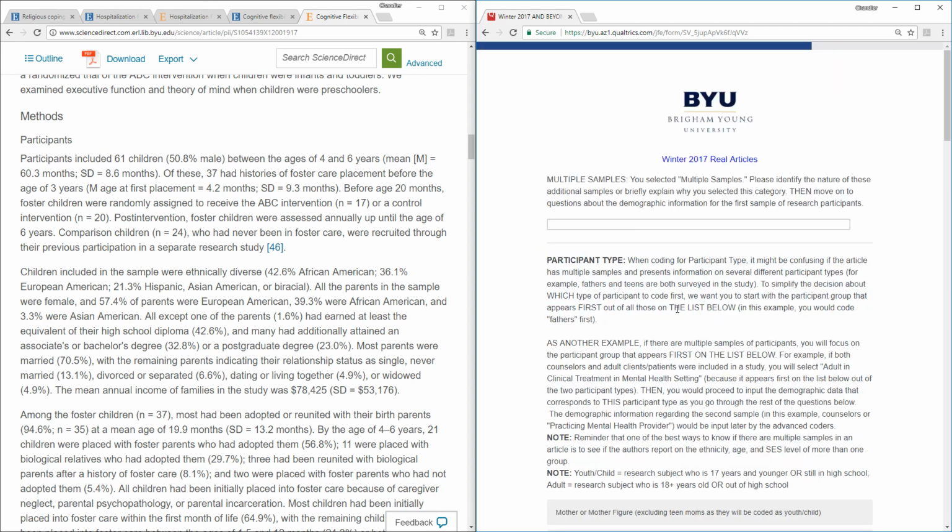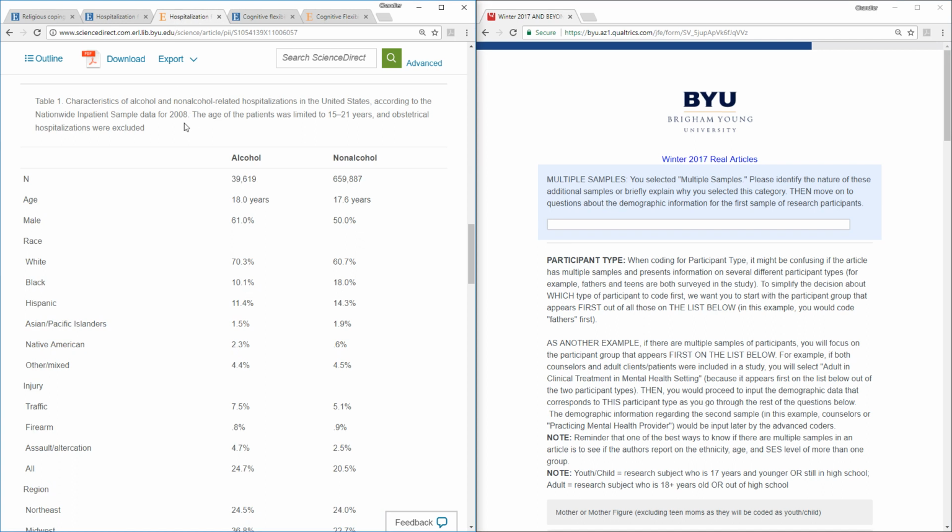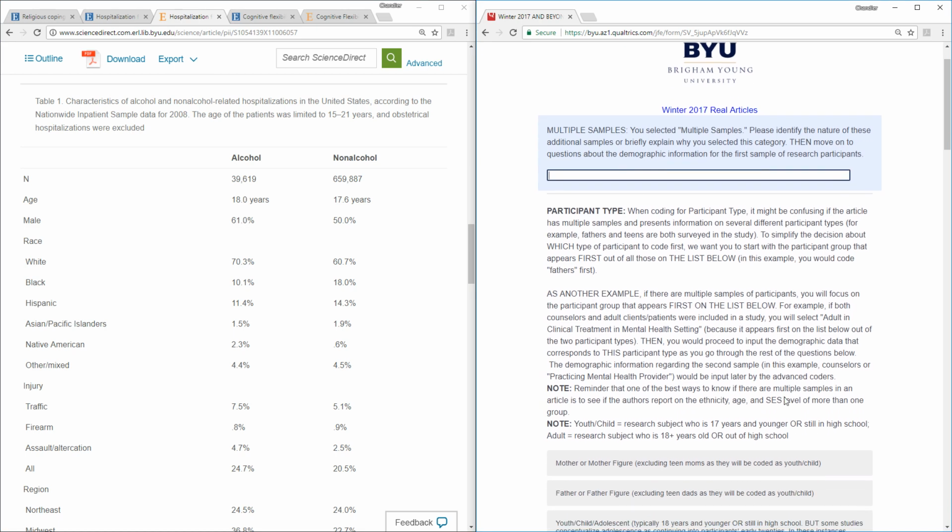When multiple samples is selected in the survey, it will ask why. So for our cognitive flexibility example, we have there were parents and children in the study that both had data collected from them. In our hospitalization article example, we have multiple samples that are broken down between types of inpatient hospitalizations. We will type in the information briefly, explaining why we selected multiple samples, and then move on to participant type.